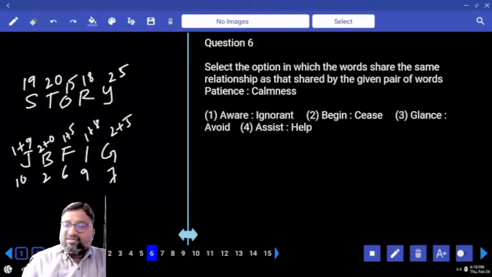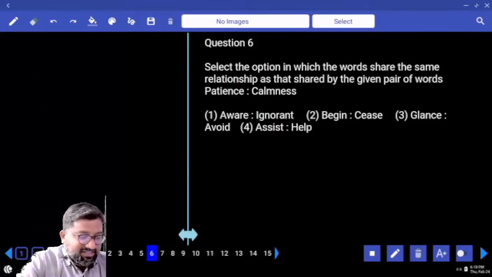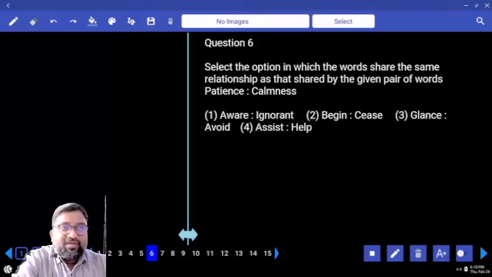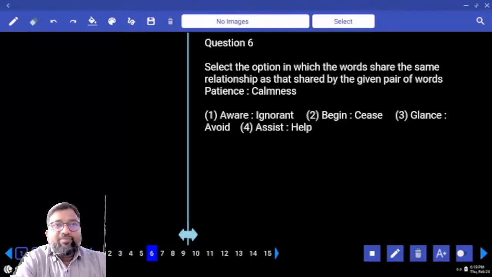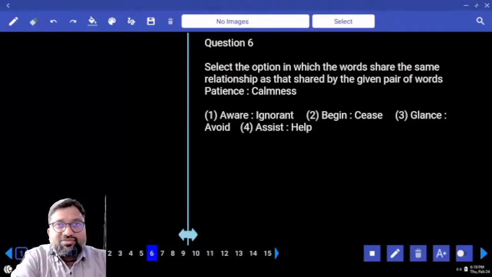Let's go for the sixth. This is patience and calmness. Synonyms. What's the answer? Assist, help. As I told you earlier, these questions on verbal analogy and verbal odd man out will be used to ask questions from English or from general awareness. So here they are checking your vocabulary skills. This is very clear.